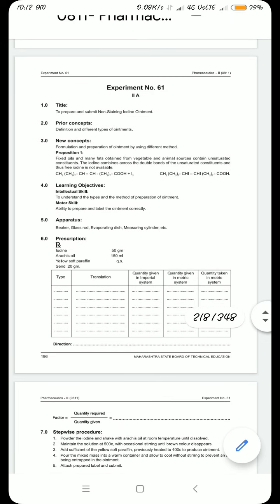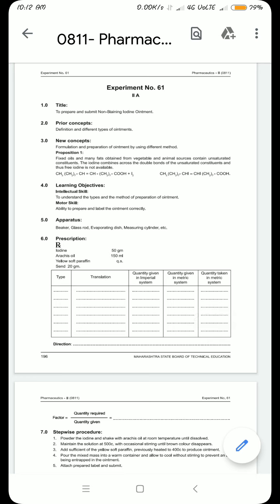You have already finished the 16 experiments, so we are starting from experiment number 61. Experiment number 61 is to prepare and submit non-staining iodine ointment. The prior concept is the definition and different types of ointment. You have already discussed the definition and different types. Okay, so the next one is a new concept: formulation and preparation of ointment by using different methods.